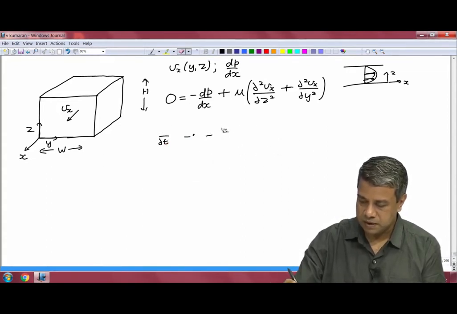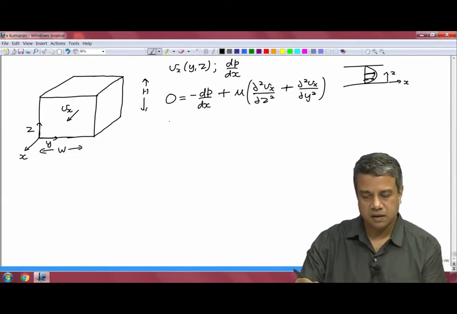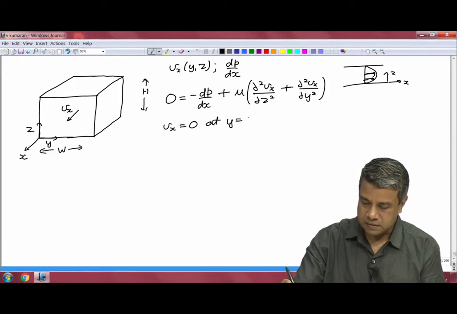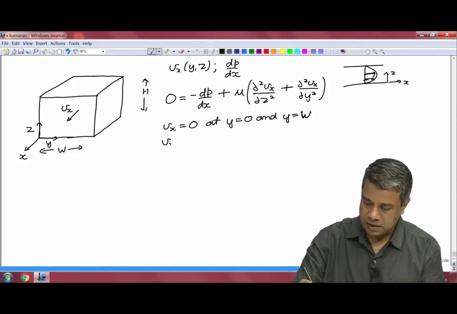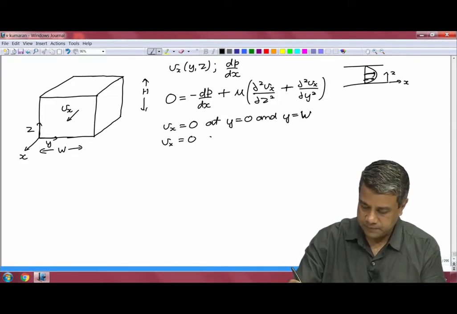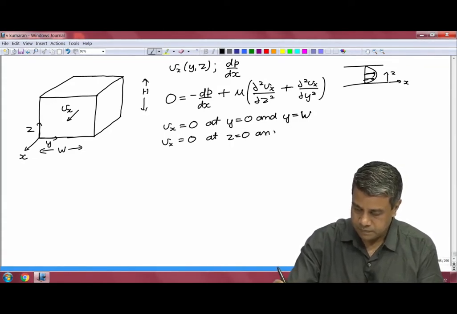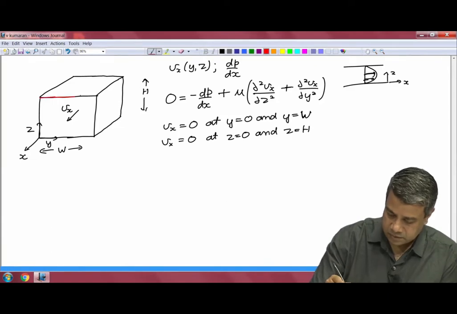We need two boundary conditions in the x and the y direction. They are obviously the no slip conditions. Vx is equal to 0 at y is equal to 0 and y is equal to w, and in the z direction as well. The velocity is 0, no slip condition at all four boundaries.